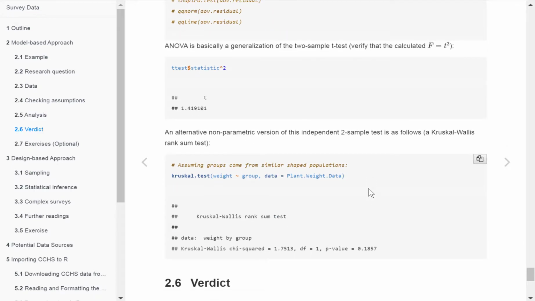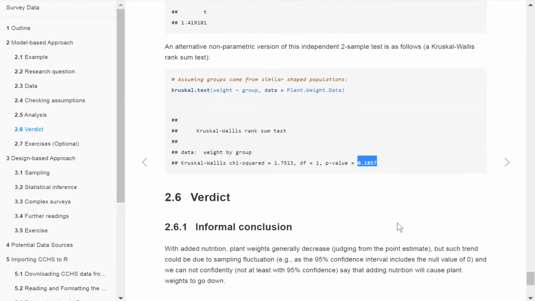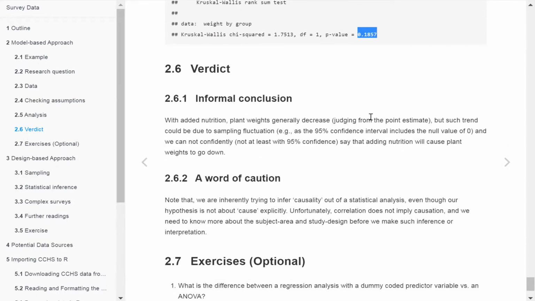And you can also do some sort of non-parametric version of that ANOVA, which can be done using a Kruskal-Wallis test, and you can also see the p-value is not significant. So generally speaking, the verdict is, even though based on the point estimates or from the box plots you can see that under the control condition the weight is much higher compared to the treated group, we cannot confidently conclude that the fertilizer or the nutrition is having a harmful effect for the plant.